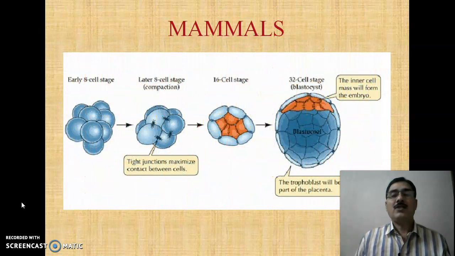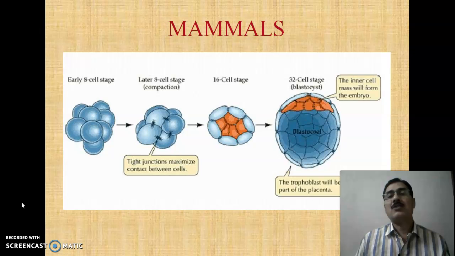In continuation with mammalian cleavage, you can see the 8-cell stage, and there occurs the compaction. In the case of compaction, the blastomeres start aggregating at a particular point and there are tight junctions.